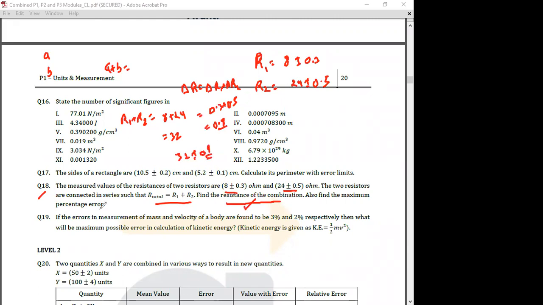And find the maximum percentage error. We know percentage error is relative error into 100, which is delta R by R into 100. So what is delta R? 0.8. What is R? 32, into 100. So I guess all of you can find it now. Yes or no? So it is around 2.5%. Right?